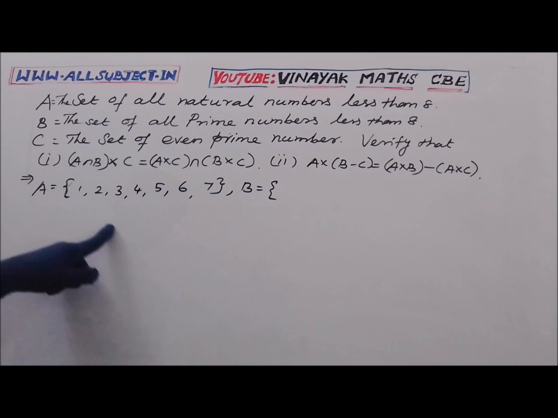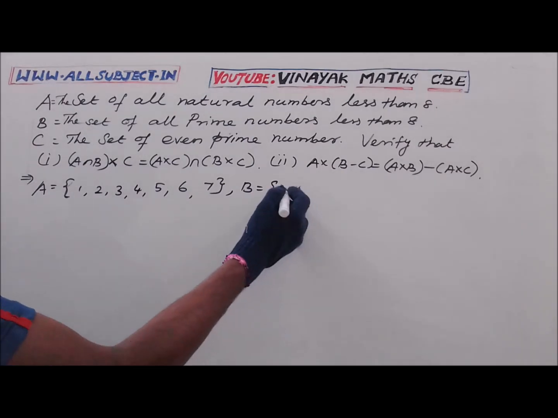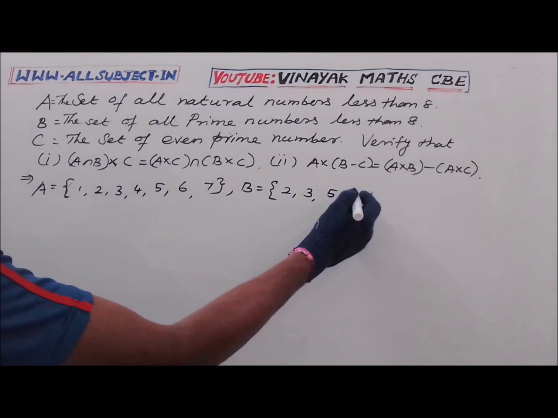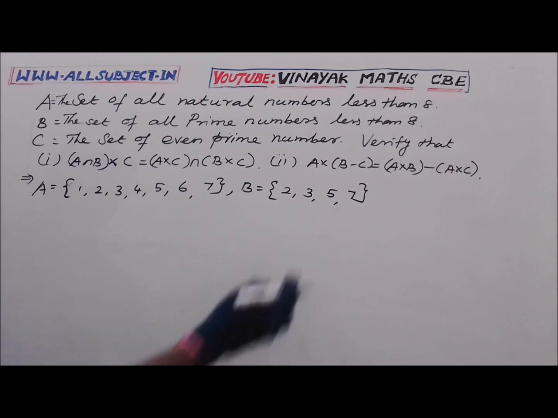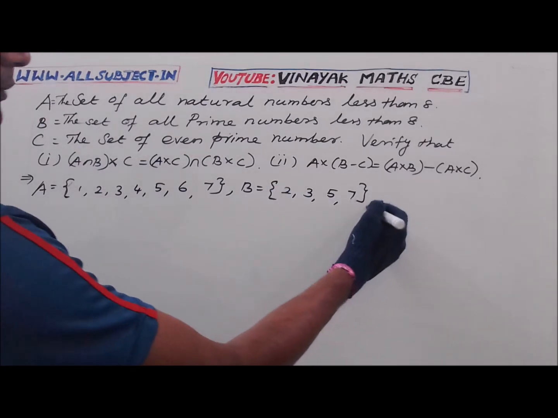And then B is the set of all prime numbers less than 8. What does prime mean? A number which is divisible only by 1 and itself is known as a prime number. So the set of prime numbers less than 8 is 2, 3, 5, 7. These are the prime numbers less than 8. The set of even prime numbers: only 2 is the even prime number.